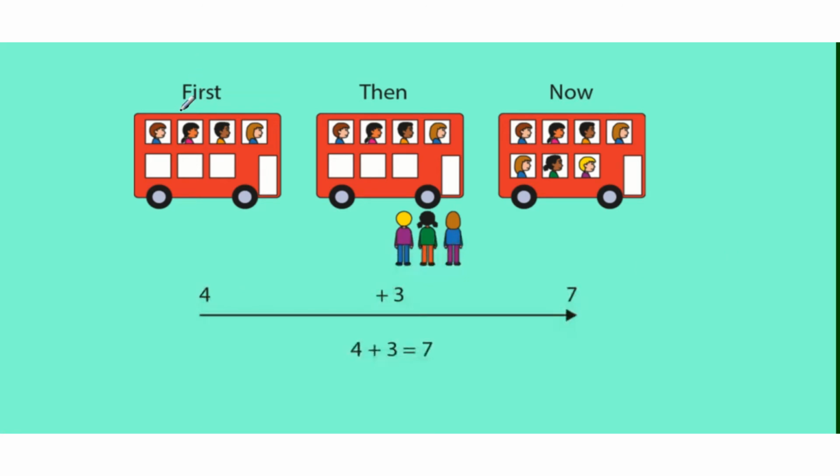So first of all, there are 4 children on the bus, then 3 more get on the bus. Now there are 7 children on the bus. It's 4 add 3 makes 7. 4 add 3 equals 7.